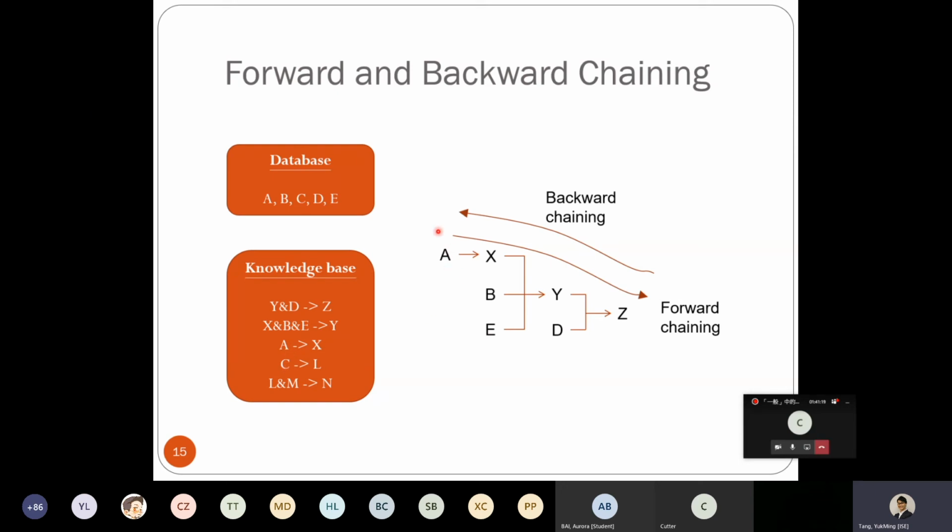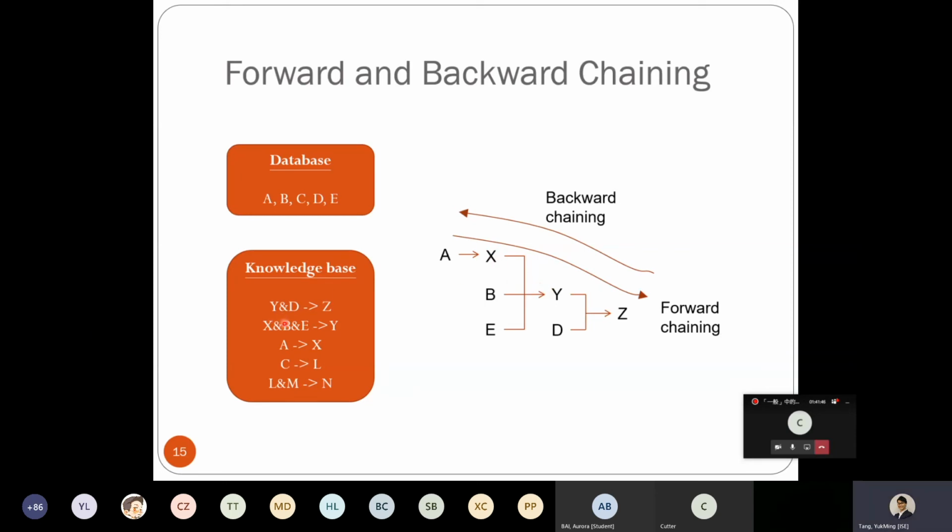Okay, then this is called forward chaining. That means if we know that A, B, D, E are known, and then we want to prove whether Z is also true, then by using this direction, it is called forward chaining. Okay, so if A is true, then X is also true. So that A implies X.